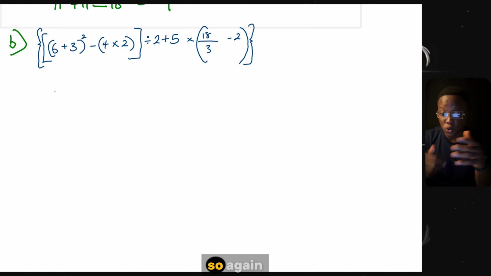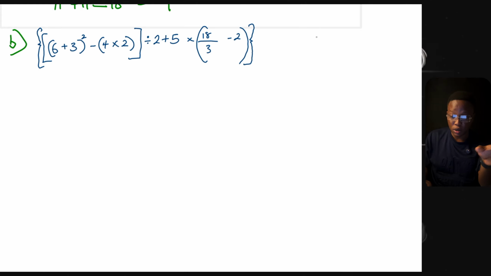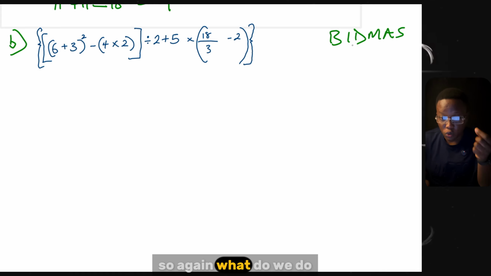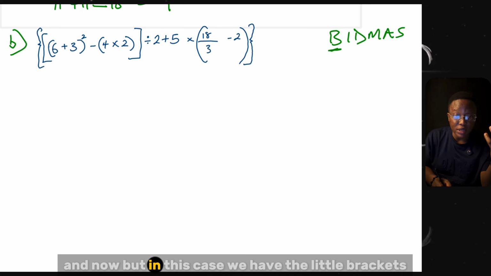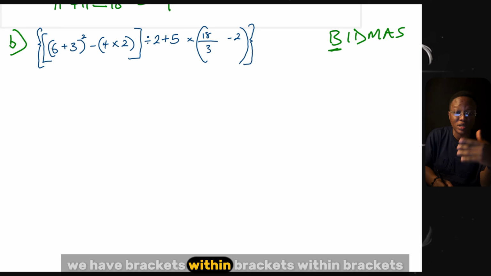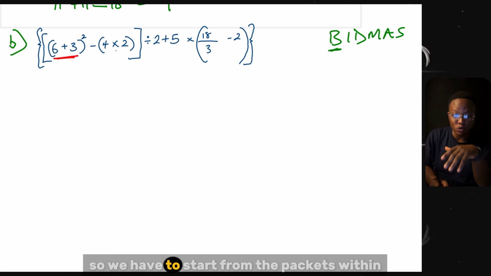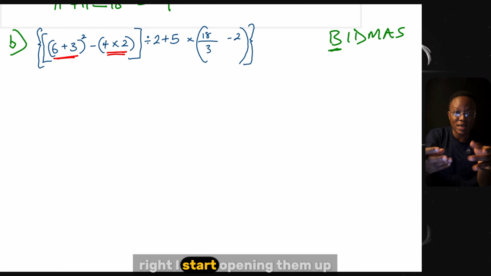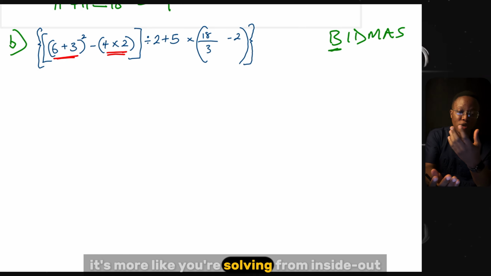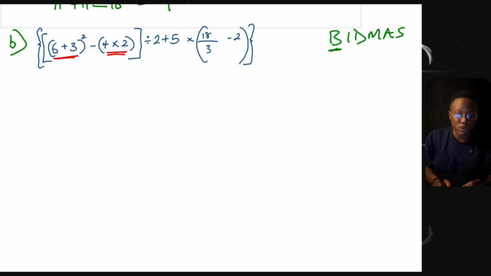All right. So again, let's use BODMAS. So again, what do we do? Brackets. Sort out your brackets. Okay. But in this case, we have brackets within brackets within brackets. So we have to start from the brackets within, and start opening them up. First things first, you have to ask, what is 6 plus 3 in this case?